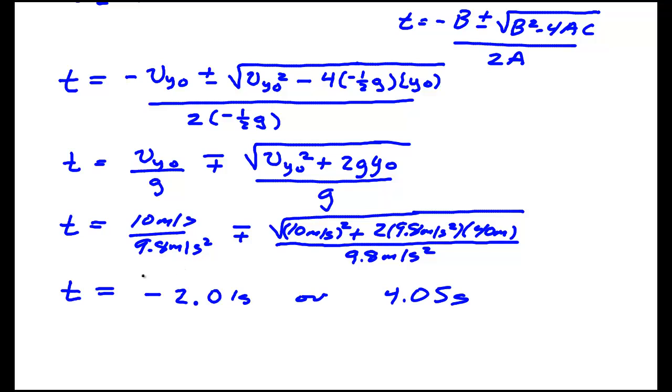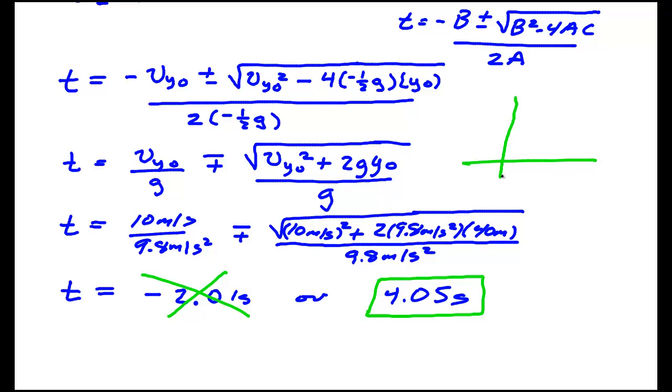Now, this can't be right. The time cannot be less than 0. This, therefore, is the answer. It takes 4.05 seconds for it to splash down. The ball was thrown up at 0. It's got to be at a time later than that. But why did we ever get this weird answer? How did the math mess up? The math did not mess up. The math did exactly what we told the math to do.